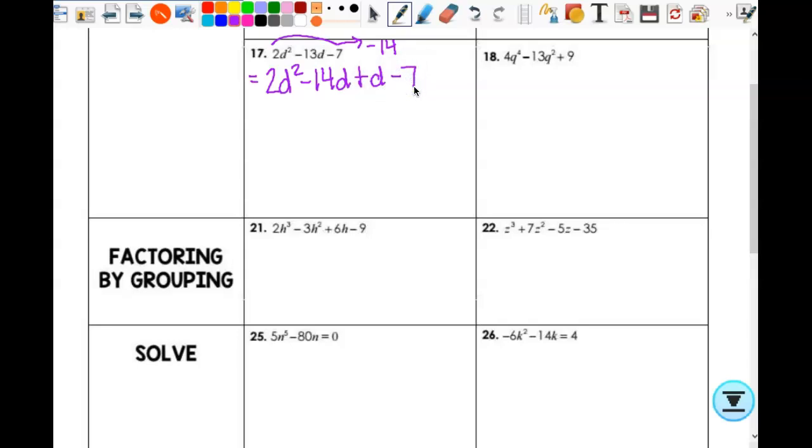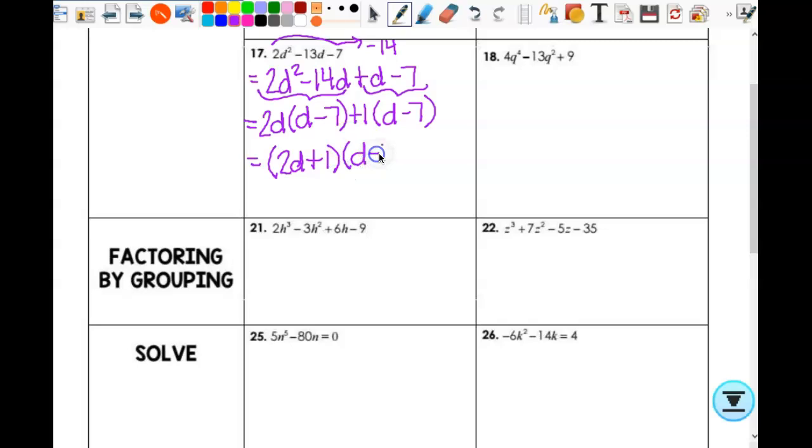Right? So then I've got grouping here. So I'm going to group these two and group these two. So I'm going to factor out here a 2d, which leaves me with d minus 7. Out of these two, I can't factor anything out, but like with the GCF, we didn't factor a 1 out, but here we have to factor a 1 out or this doesn't work. So plus 1 leaves me with d minus 7. So then my answer is 2d plus 1 times d minus 7.